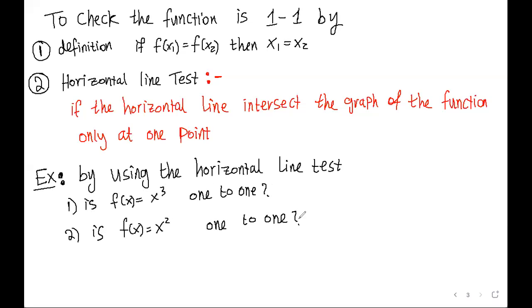So to use the horizontal line test, I have to graph the function. Then after I graph the function, I use the horizontal line to check if the horizontal line intersects the function only at 1 point or more than 1 point. If it's at only 1 point, this means the function is one-to-one. If it's at more than 1 point, this means the function is not one-to-one. Okay.